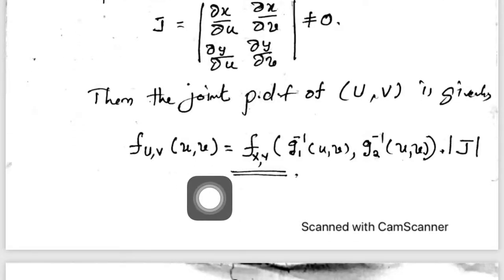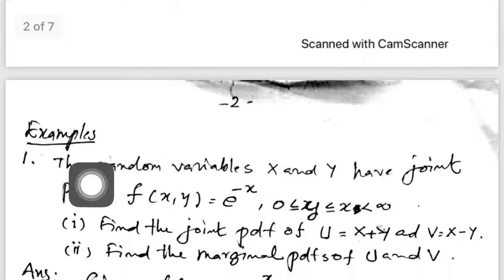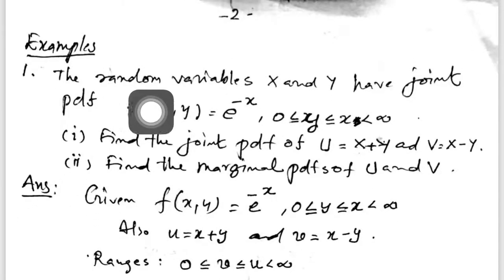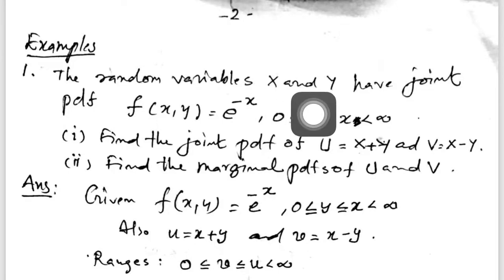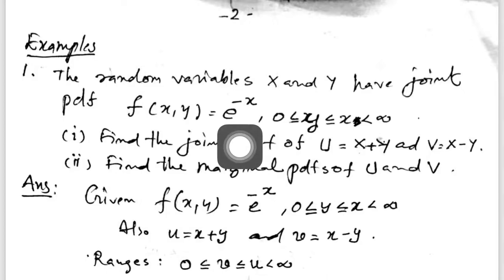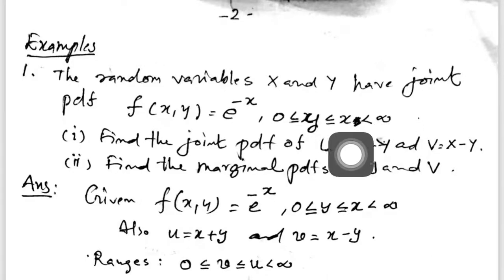Okay, now you see how the computation is done. For illustration purposes, I first consider an example. In this example, you have two random variables x and y, which have a joint PDF f_XY equal to e to the power of minus x, where x and y vary from 0 to infinity with a restriction that y is less than or equal to x.